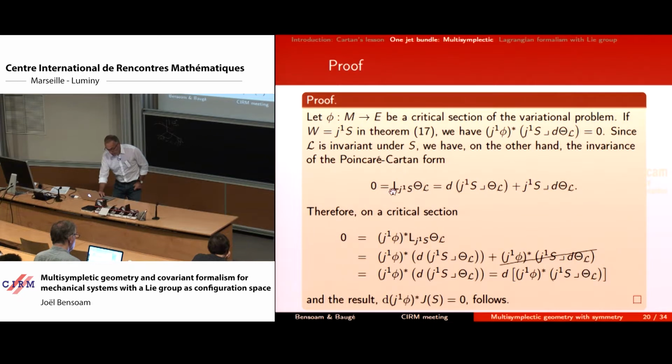You just start from the fact that the Poincaré-Cartan n+1 form is also invariant along the symmetric field, and if you make the direct calculation, then you will find that this thing is invariant along the critical sections.